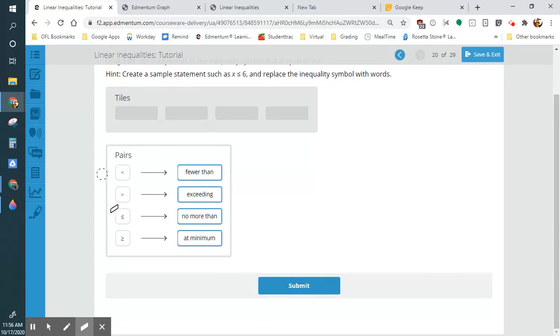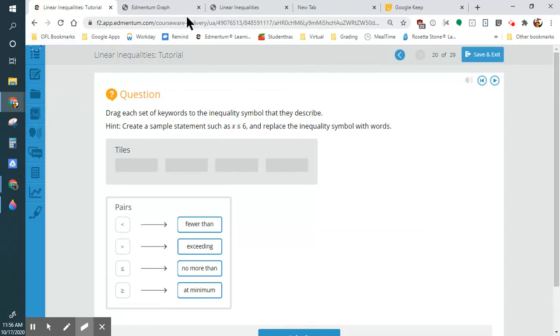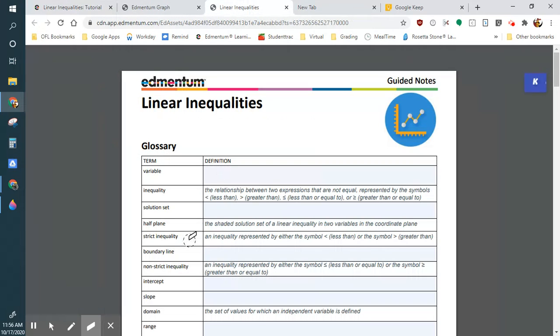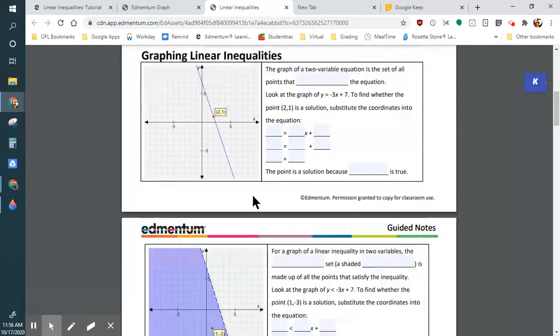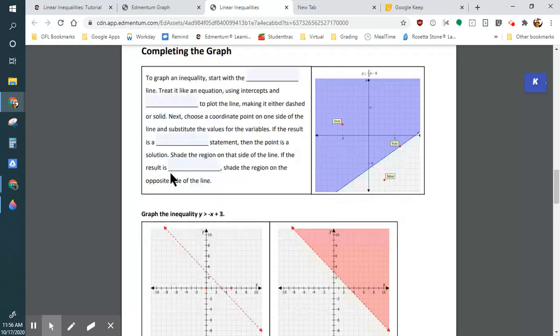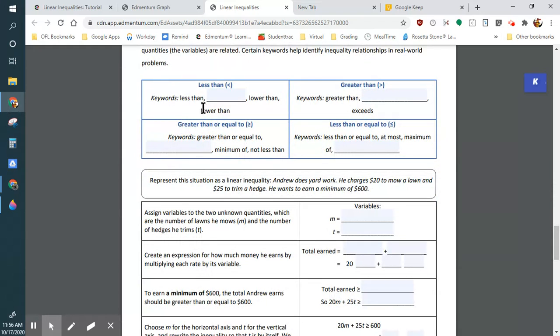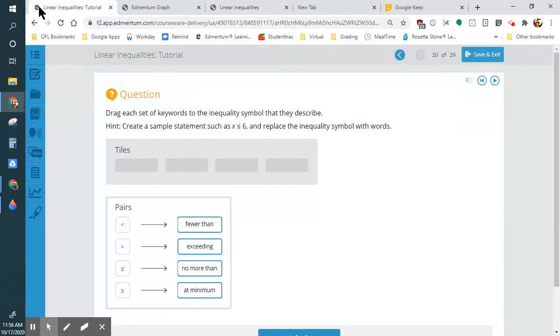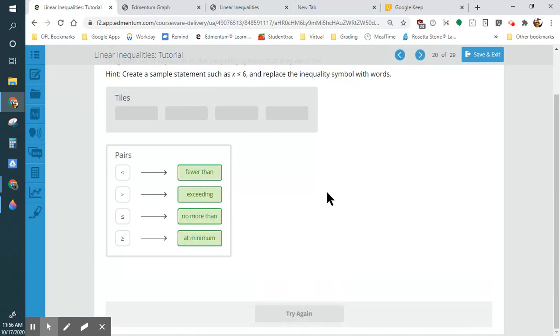You might want to copy this down somewhere. I'm pretty sure this is in the guided notes. Let's take a look. Guided notes. I do recommend completing these guided notes a lot because it's probably in here. Yep, we have these keywords here. Fewer than, exceeds, all of them are right here. So definitely make sure to fill out those guided notes.